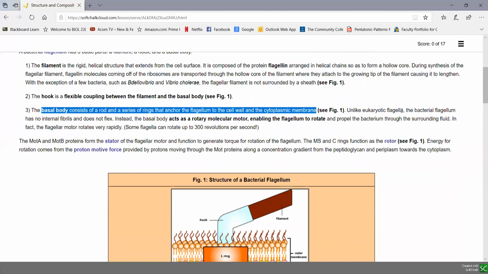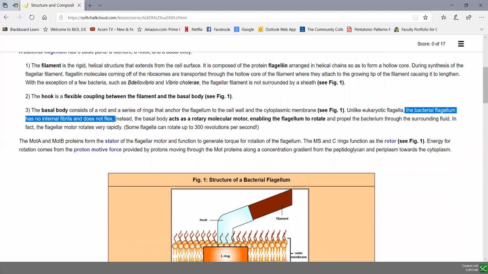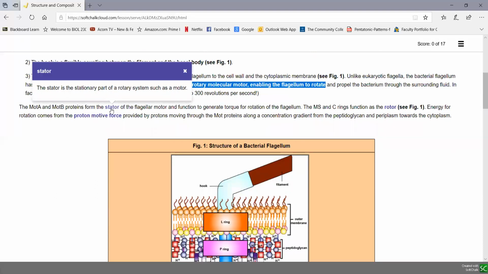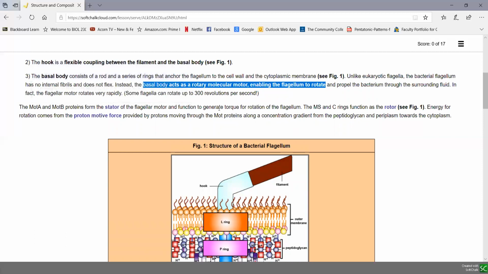So remember, unlike eukaryotic flagella, the bacterial flagellum has no internal fibrils and it doesn't flex. Instead, the basal body acts as a rotary motor, and that enables the flagellum to rotate and propel the bacterium through a liquid. Some of the proteins in the motor are called the stator, and that's a stationary part of a rotary motor. And that generates torque for rotation.